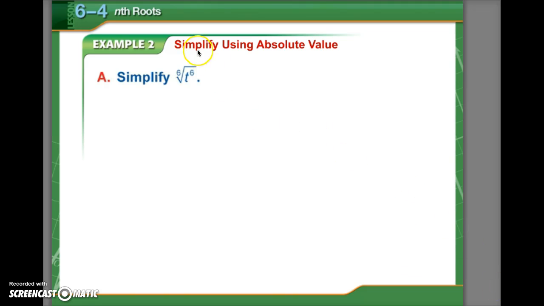We're now going to simplify using absolute value. So we need to simplify the 6th root of t to the 6th power. And your initial instincts might be that this is just simply t to the 6th, all of that to the 1/6 power, and that 6 times 1/6 is just 1, and so you might think this is just t, but I'm willing to bet that that is not just the answer by itself. Let's move on and see what they're going to do in this example.